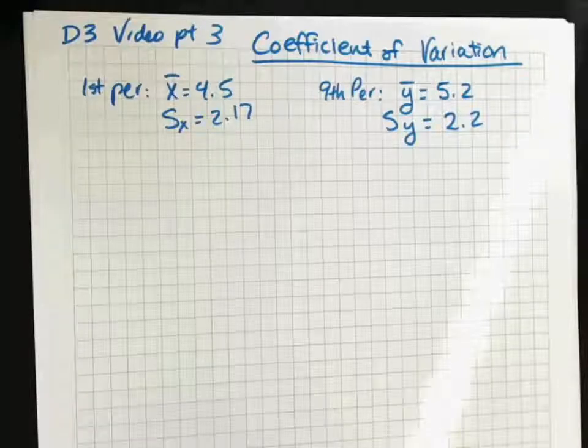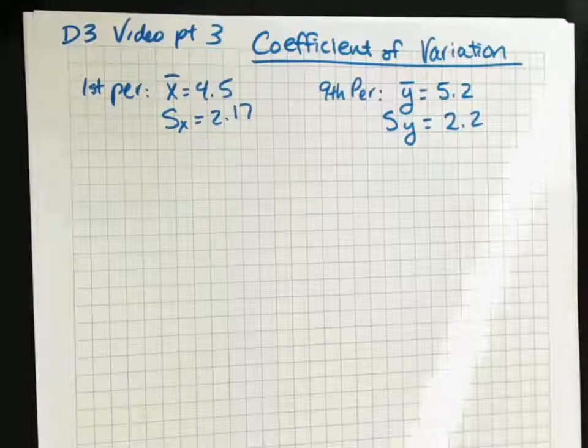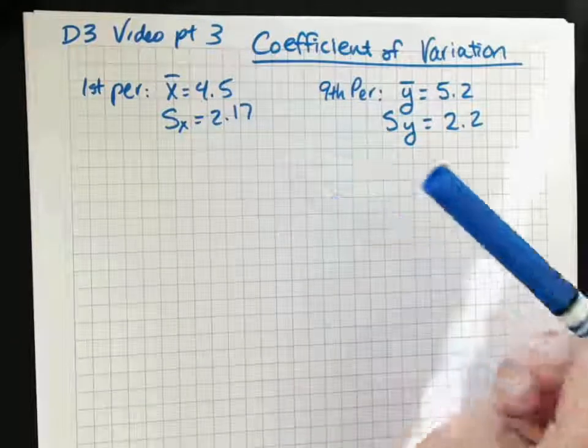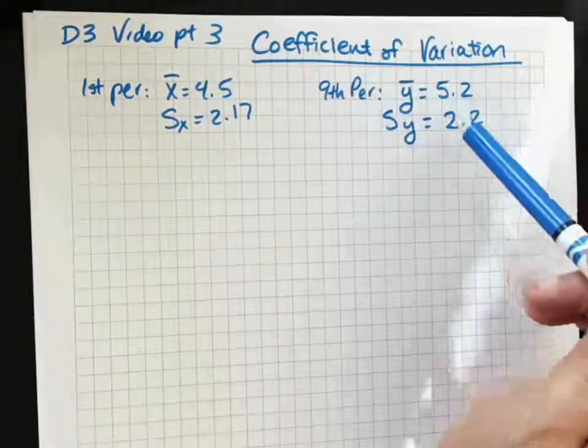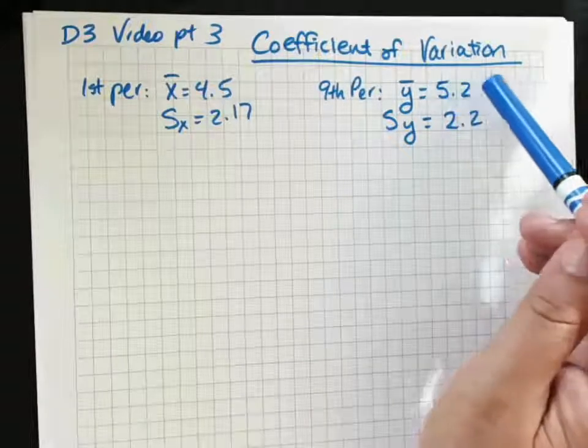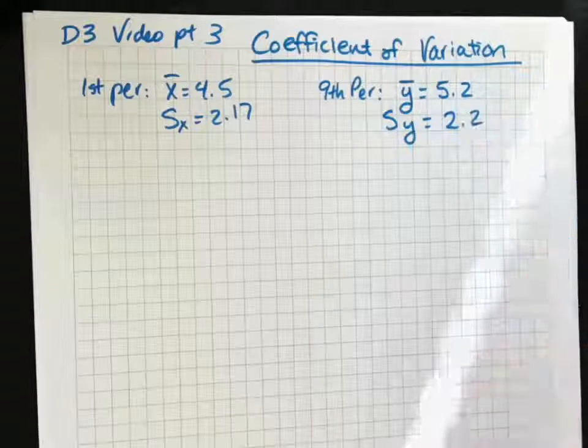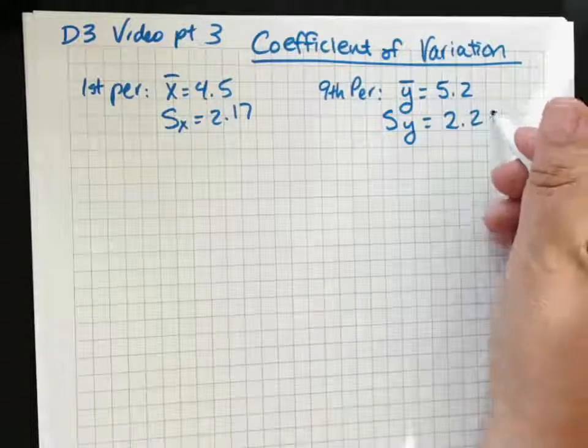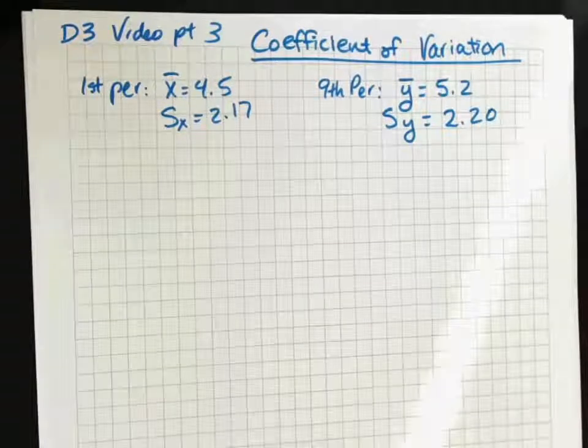Now we're going to look at coefficient of variation. So I went ahead, I have the data we still have from our first period sample, and I made up a ninth period. They're a bunch of gluttons. Their average is almost one slice higher, it's 5.2, and we're going to pretend their standard deviation is 2.20. All right?